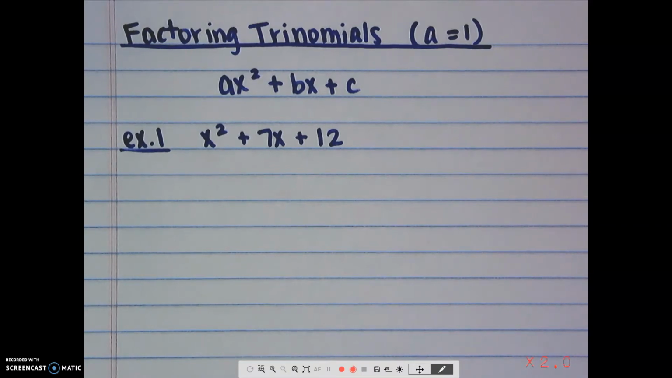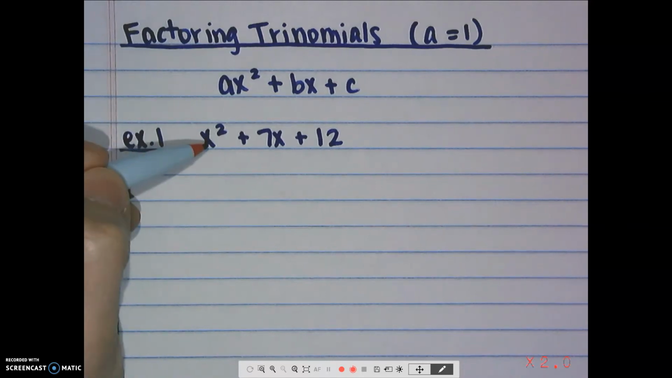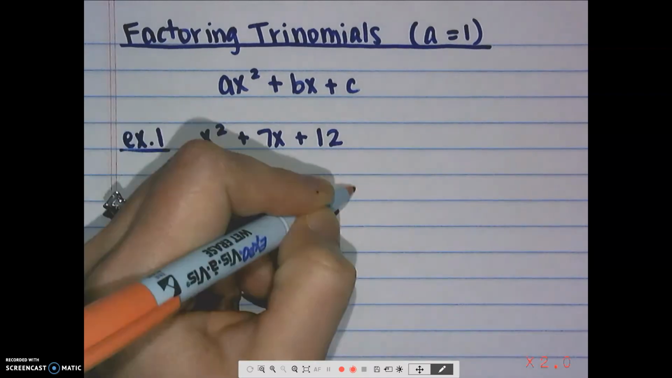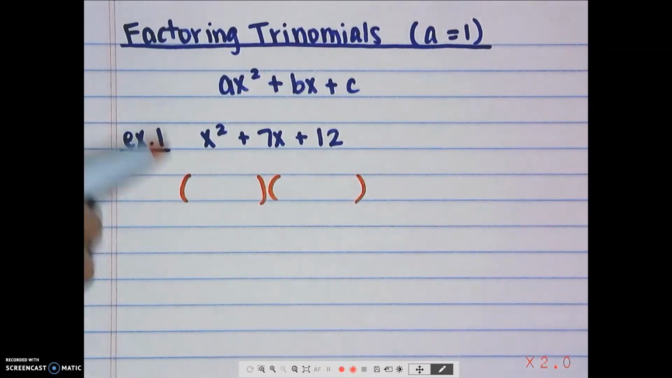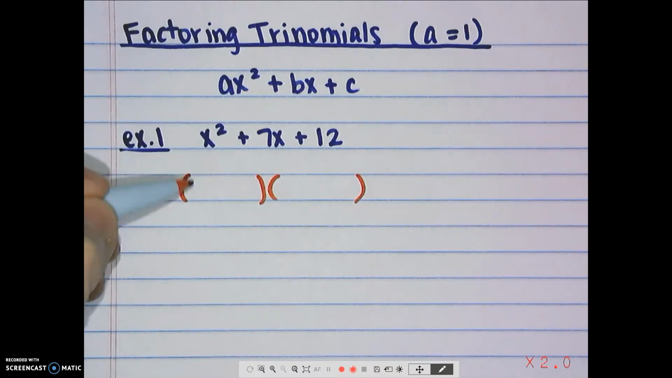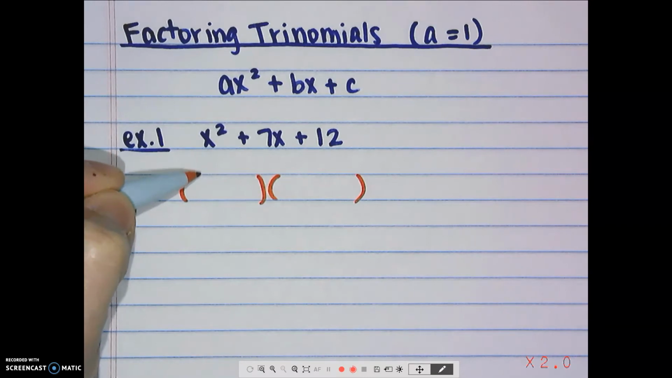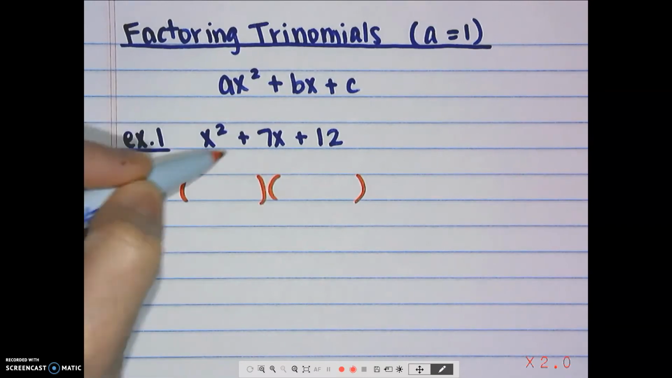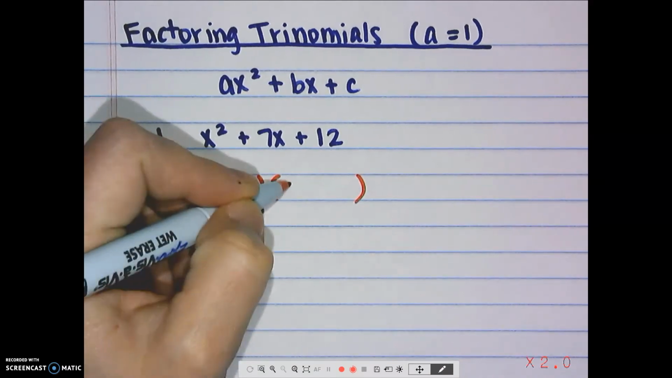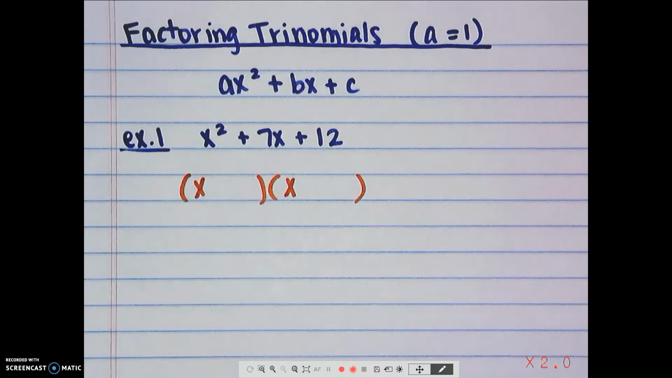Factoring is undistributing, is what I like to call it. Normally we would give you a question where you have to multiply two binomials together in order to produce this: x squared plus 7x plus 12. When we're distributing, this term times this term is going to have to give us x squared. Well, x times x would give us x squared.